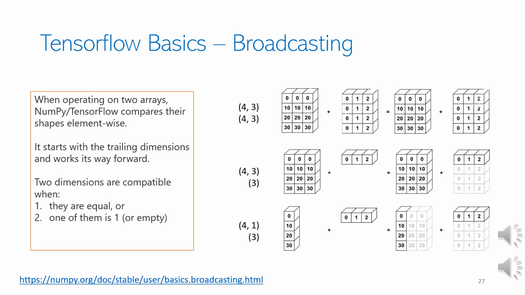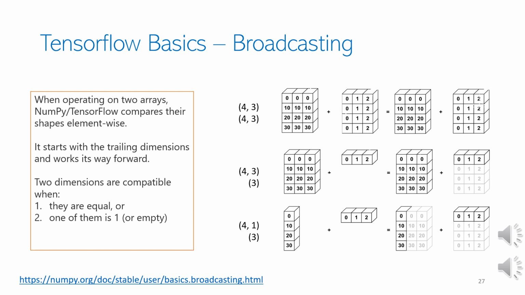And we call two dimensions compatible when they are equal or one of them is 1 or simply empty. So let's see what I mean by that. We have three examples here. The first example, we are adding two equal-sized tensors. Both are 4 by 3.